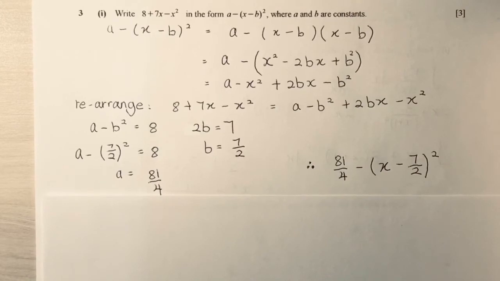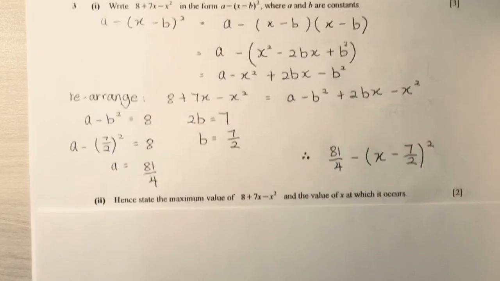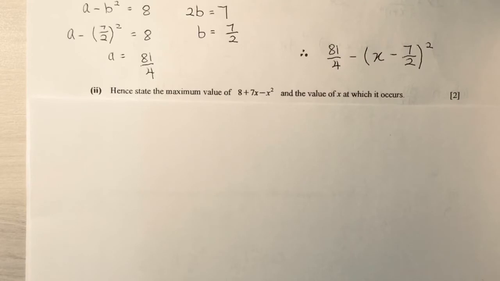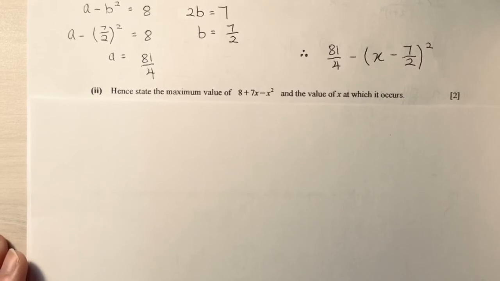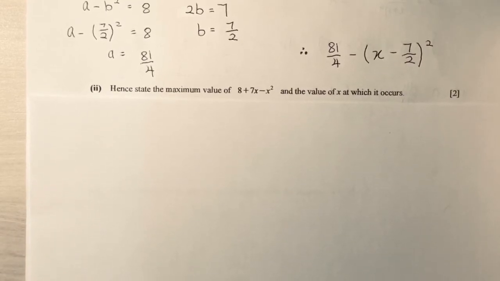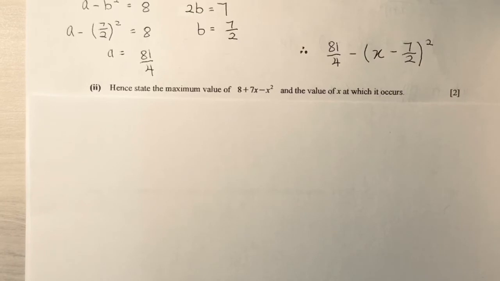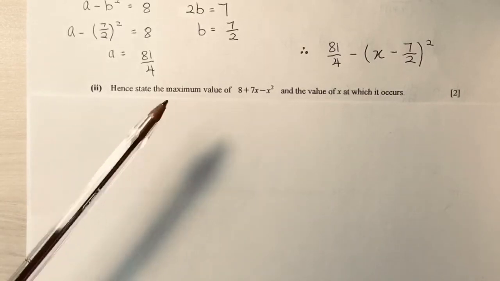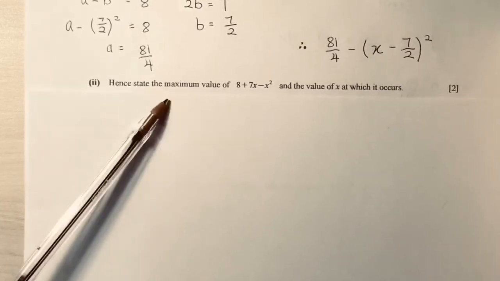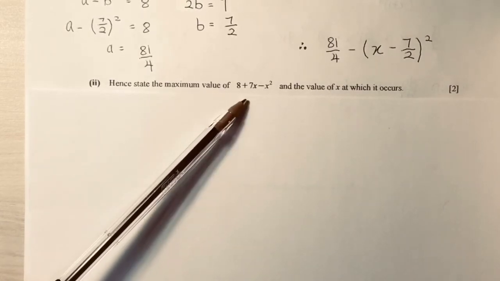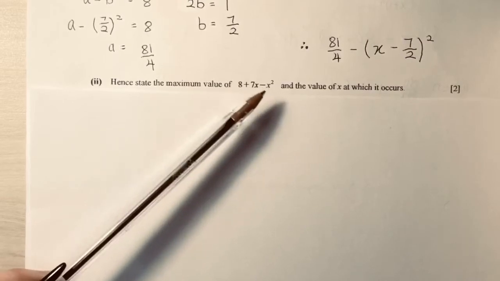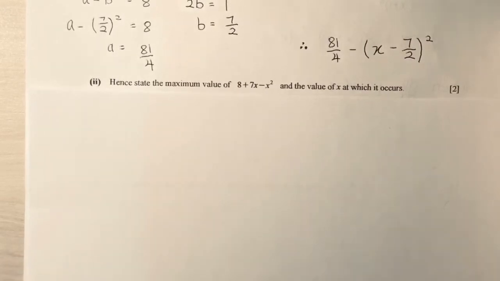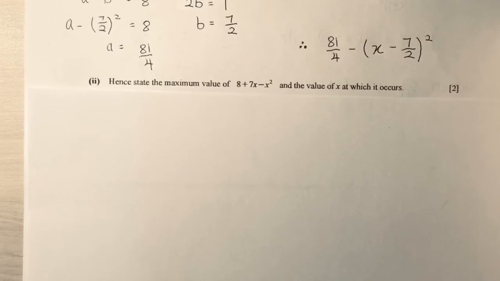So we move on to the second part of this question. Hence, state the maximum value of a plus 7x minus x squared and the value of x at which it occurs. So this is just a 2 marks question. All you have to do is to write down its y coordinate and x coordinate at the maximum point of this graph. With this quadratic equation we can draw a graph, but we don't have to draw it to know its maximum value.